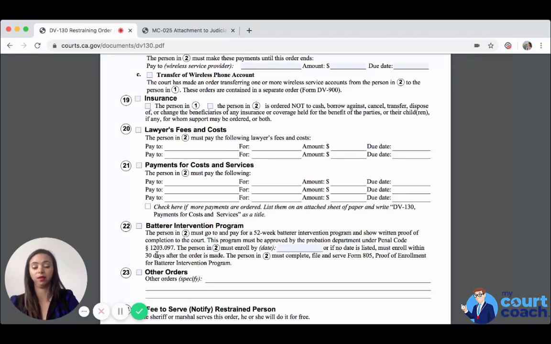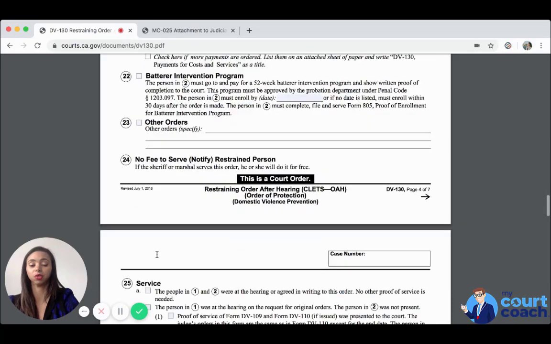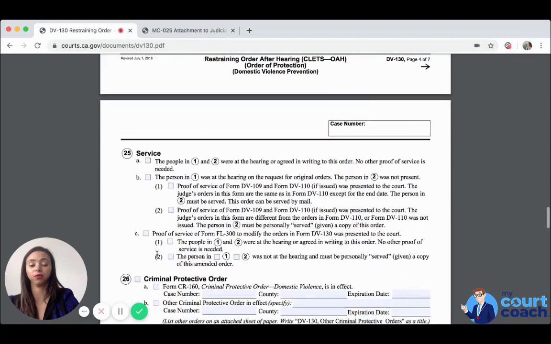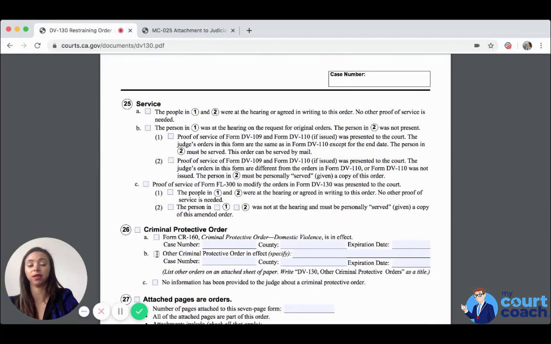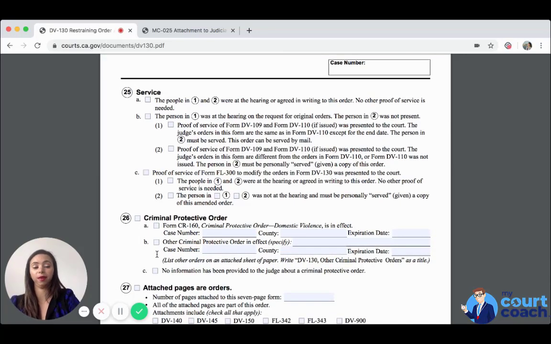If they don't, then they will not check off the box, and likely they will just strike it or mark it and then initial it. So there is no fee to serve this restraining order after hearing. If the sheriff or marshal serves it, then he or she will do it for free. But if you hire a private investigator or a process server or somebody to serve this, then you would have to pay whatever fee is in accordance with your agreement with them.